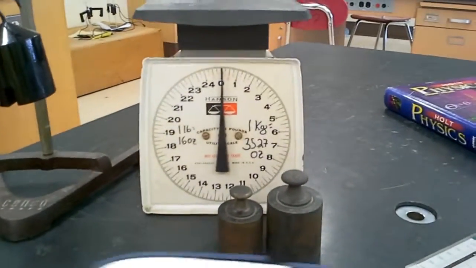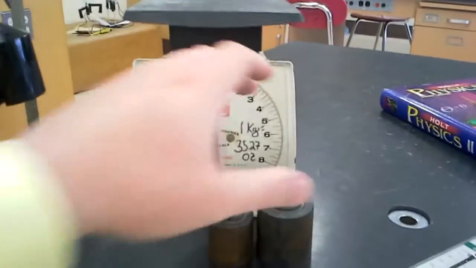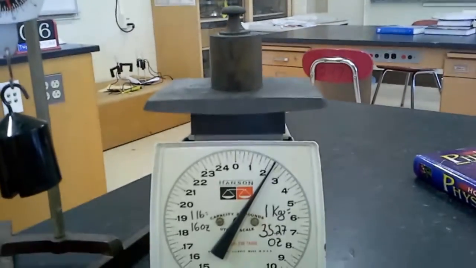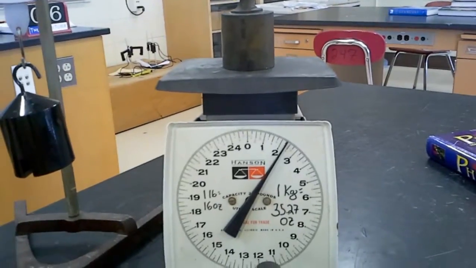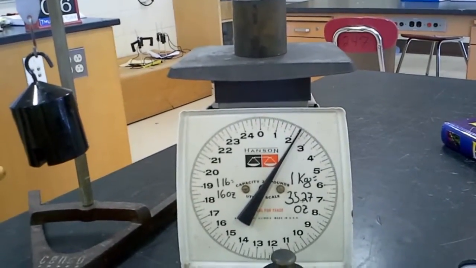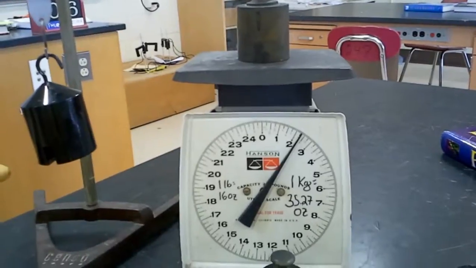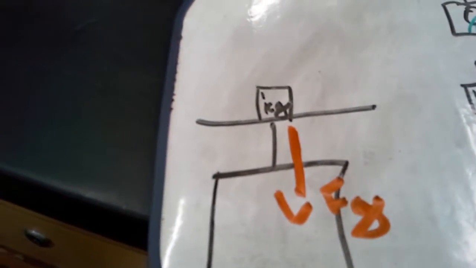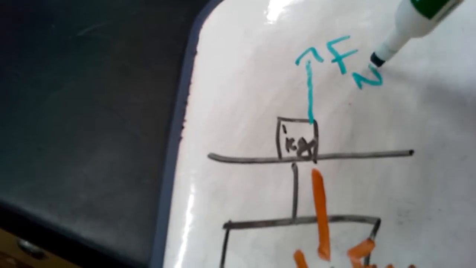How does the postal scale work? Kind of similarly, I'll put a standard mass on. Notice it's registering a little less than, well, around 2¼ pounds. A kilogram is 2.2 pounds. Kind of the same deal. We have the weight of the kilogram, and now there's an upward force balancing it out. So this gets a special name. It's called a normal force.